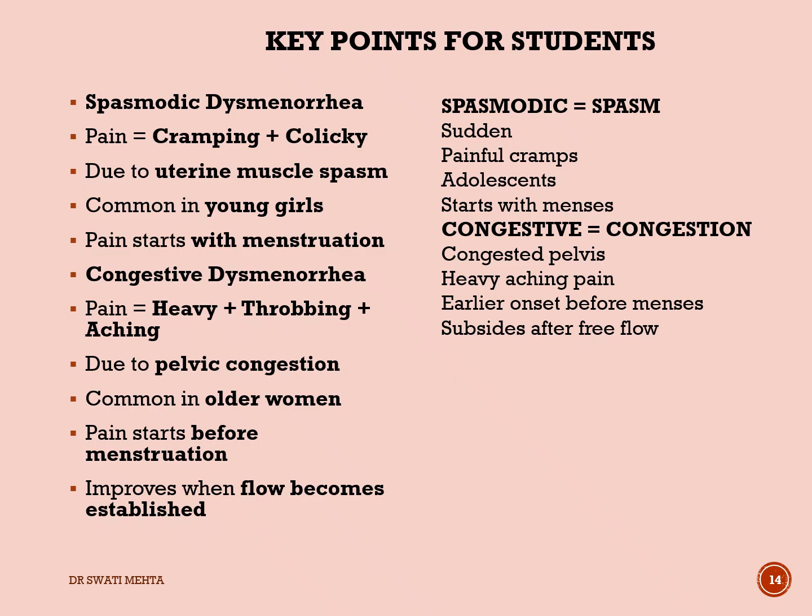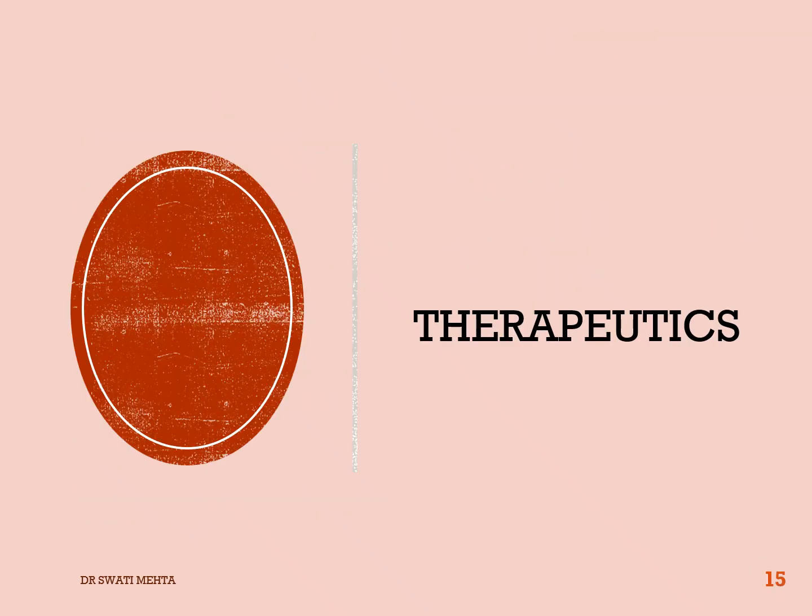So sudden painful cramps, adolescence, and starts with menses, that is the spasmodic. Congested pelvis, heavy aching pain or dull pain, earlier onset before menses and subsides after free flow, that is the congestive dysmenorrhea. Homeopathy offers individualized treatment based on the patient's physical symptoms, mental characteristics, modalities, and associated complaints. Let us now study the important remedies used in dysmenorrhea and their indications.